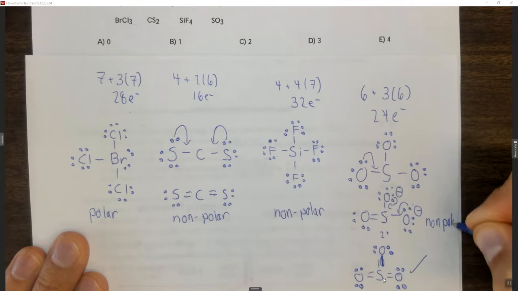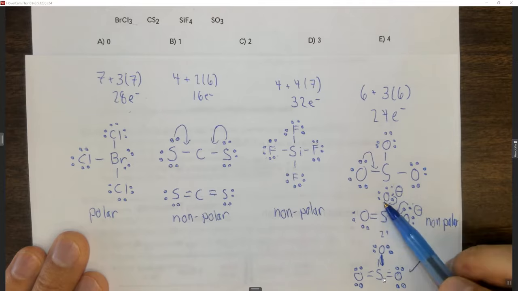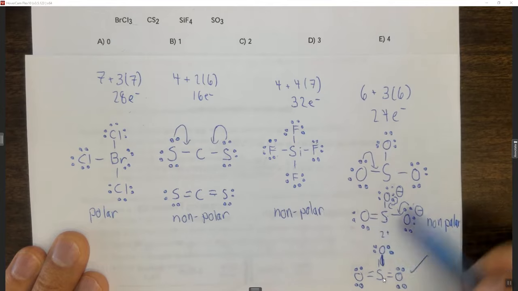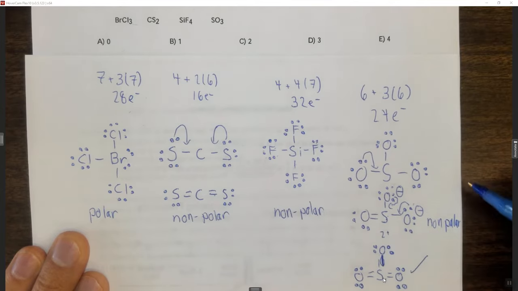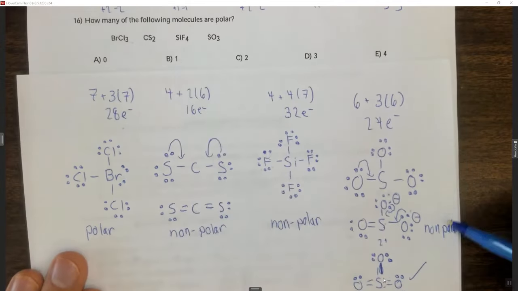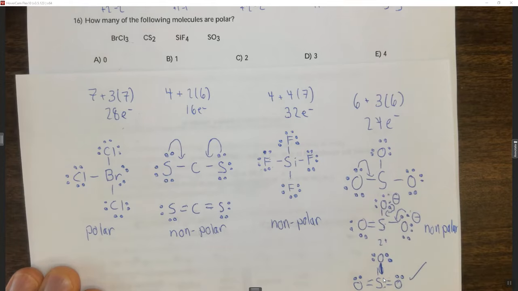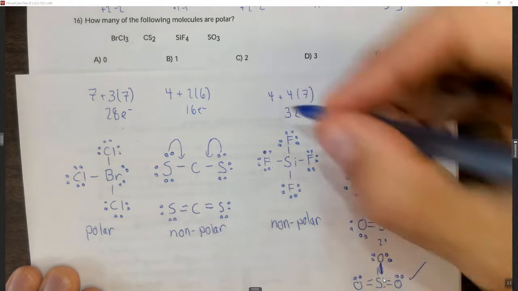This is wrong, but if this did exist, it would have resonance and would truly be nonpolar. You do not consider a single bonded oxygen and a double bonded oxygen as different domains. Why? Because of resonance. So either one you used, you get nonpolar. So finally it asks how many of the following molecules are polar. Well, we found that only one of these 4 molecules is polar.